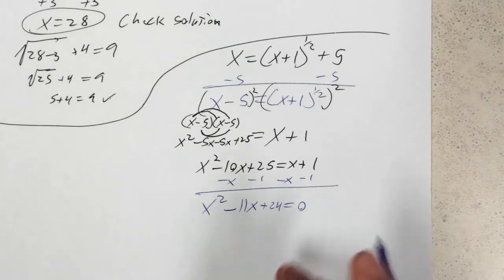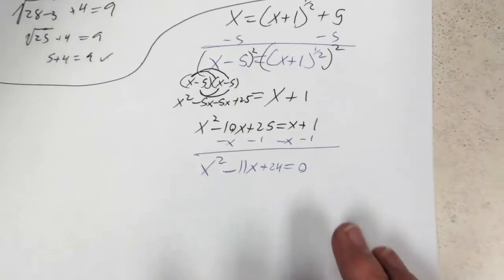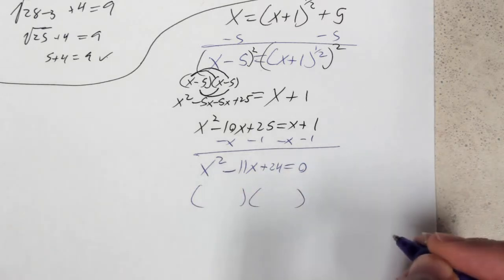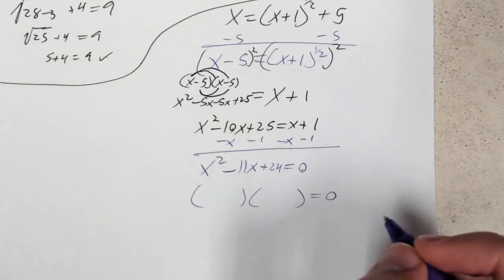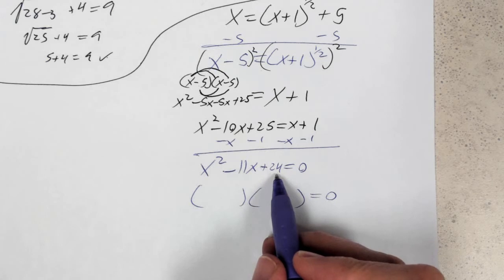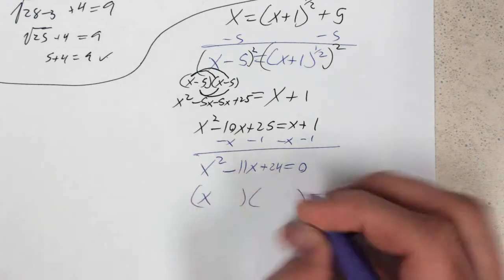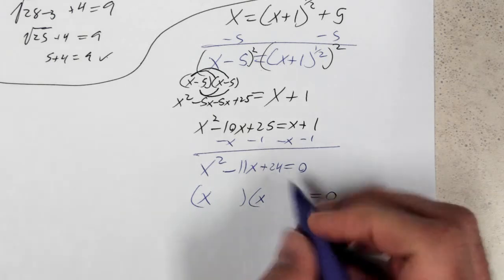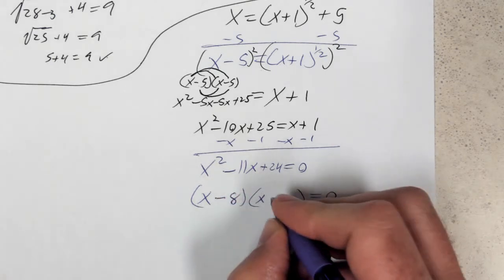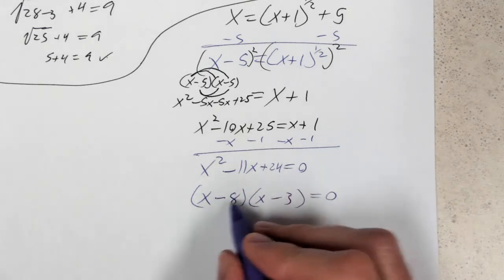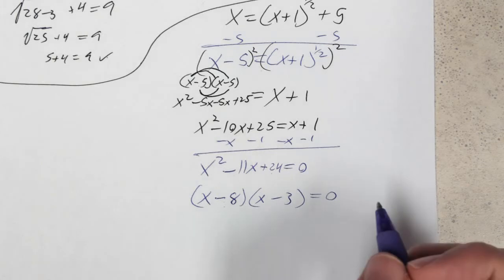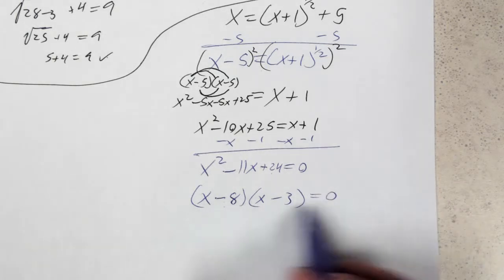So we've got our quadratic, and we can do quadratic formula or factoring. Generally, these are pretty easy to factor. Something that multiplies to 24 and adds up to 11. 8 times 3 is 24, 8 plus 3 is 11. So it needs to be both negative, so that when they multiply, two negatives make a positive, and when they add up to a negative. Set them each equal to 0.